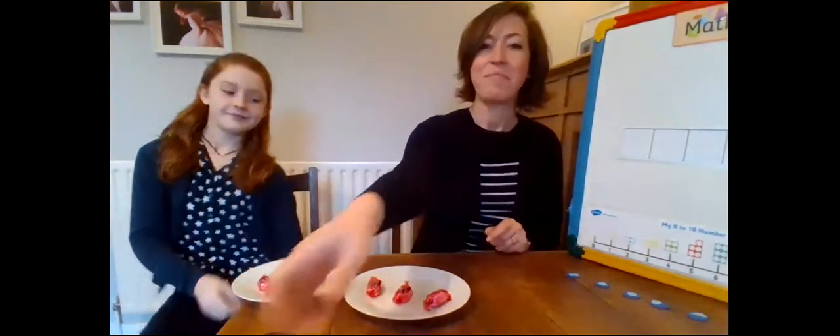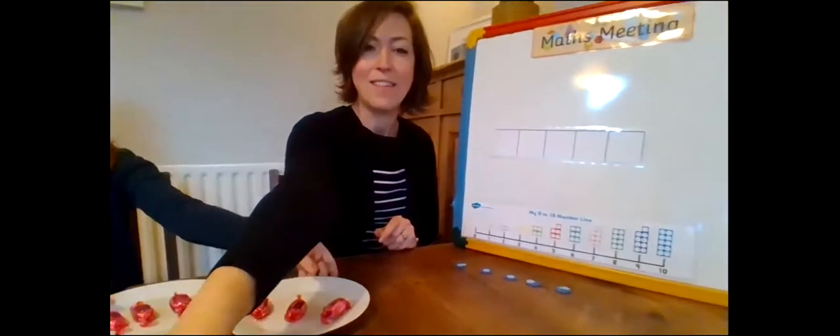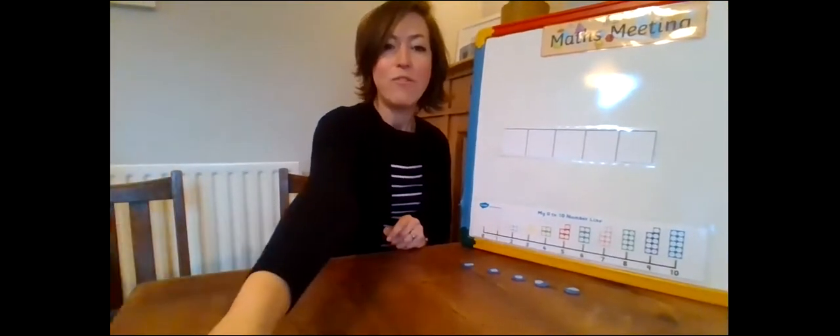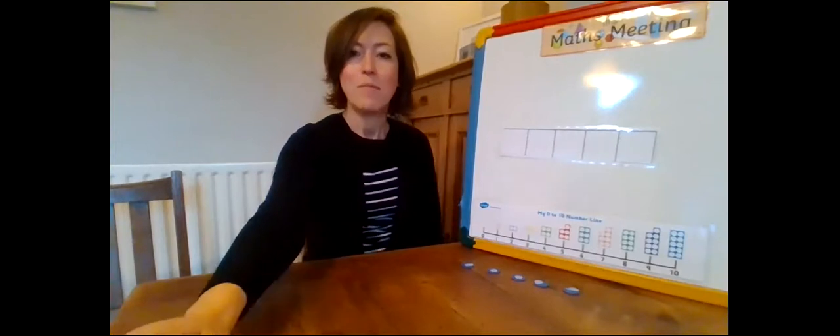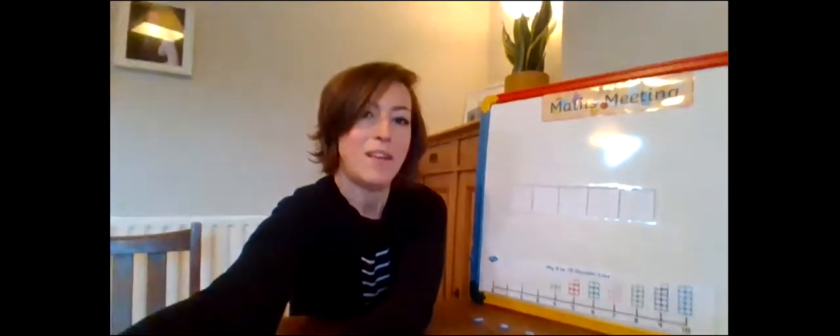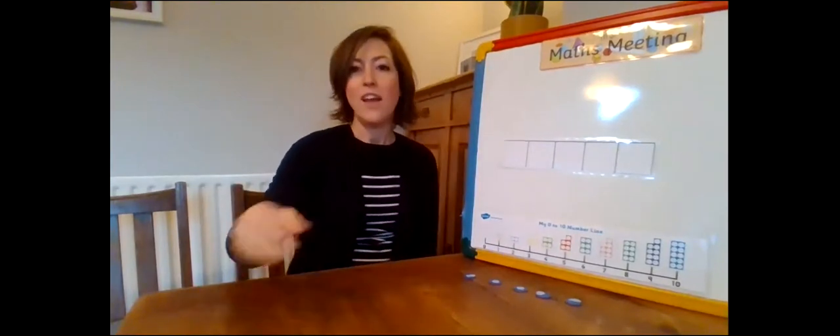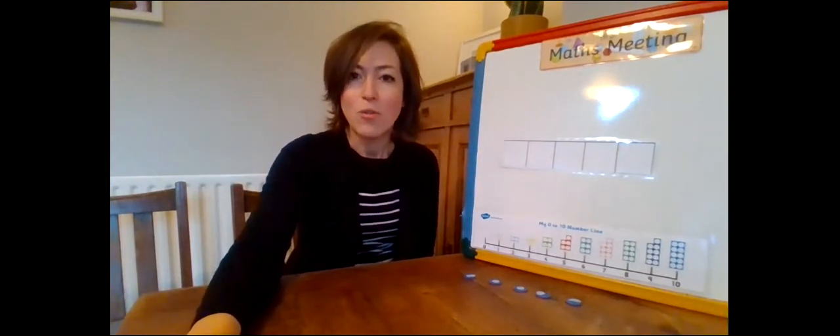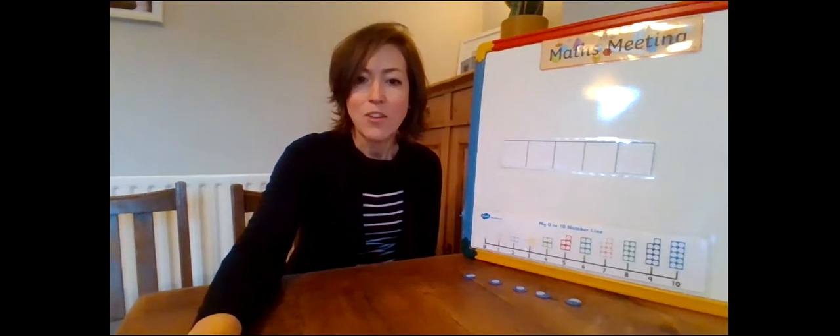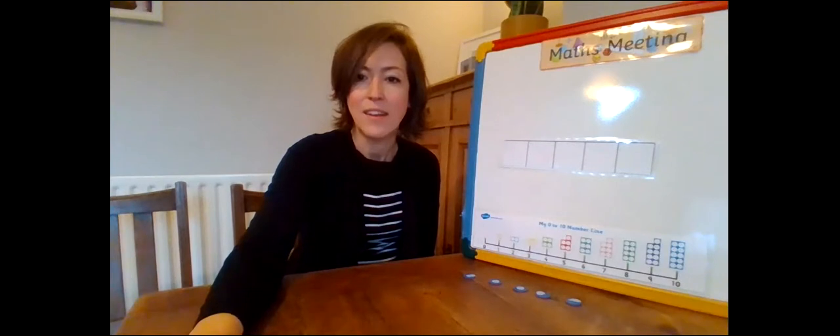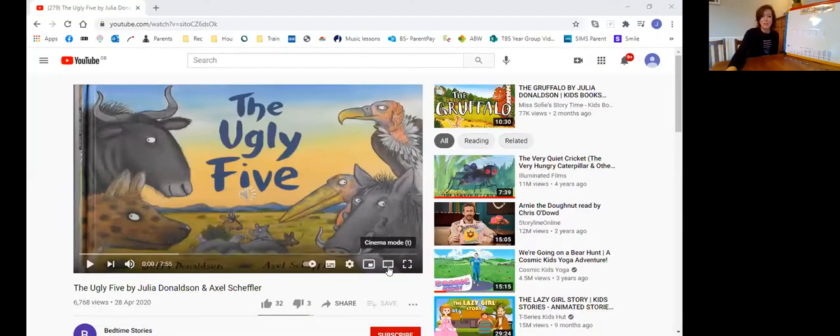Lovely. Right. The next part of this lesson, you will need your 5 frames and some counters. Okay, so it's up to you what counters you use, and we're going to be watching the story by Julia Donaldson called The Ugly Five. So let me just share my screen. Okay, let's find the story. Okay, right, so I'm going to make myself a little bit bigger so you can see me.